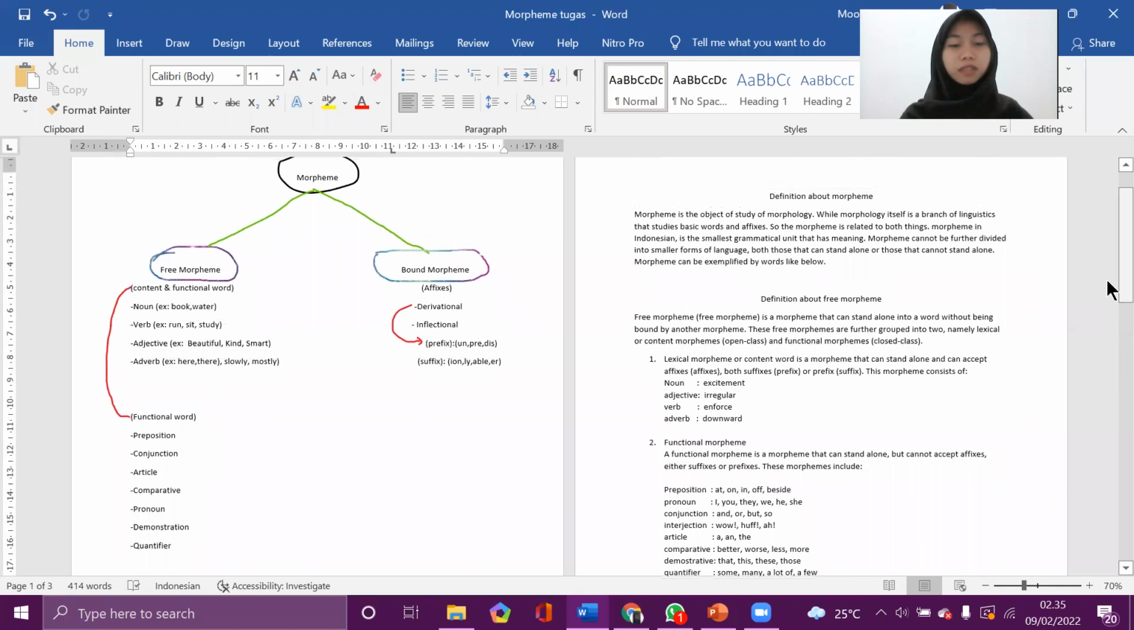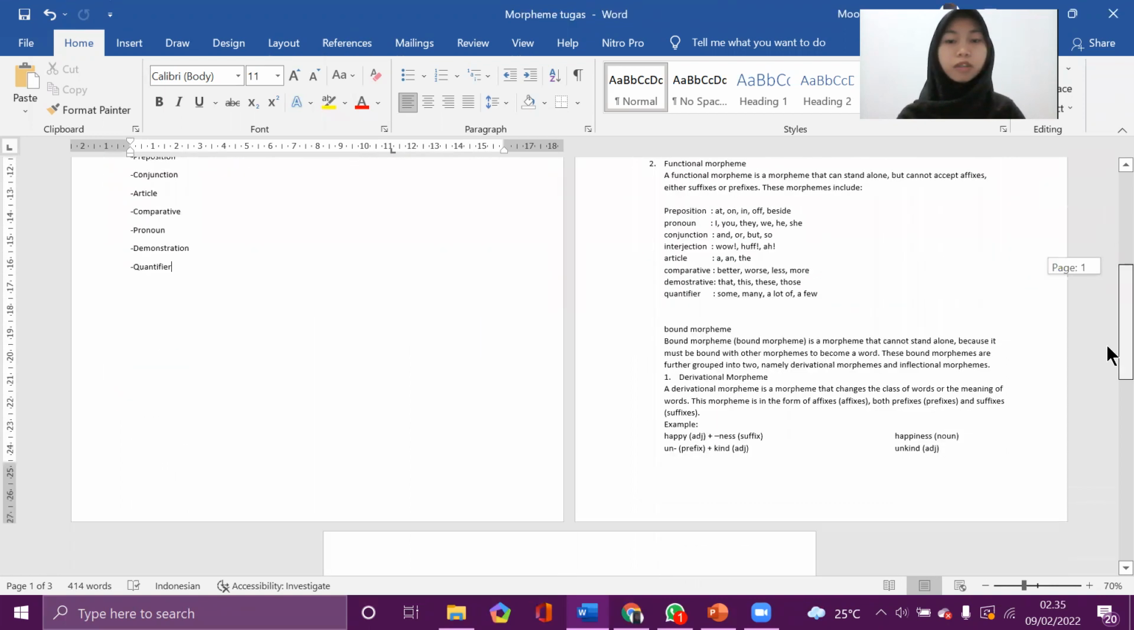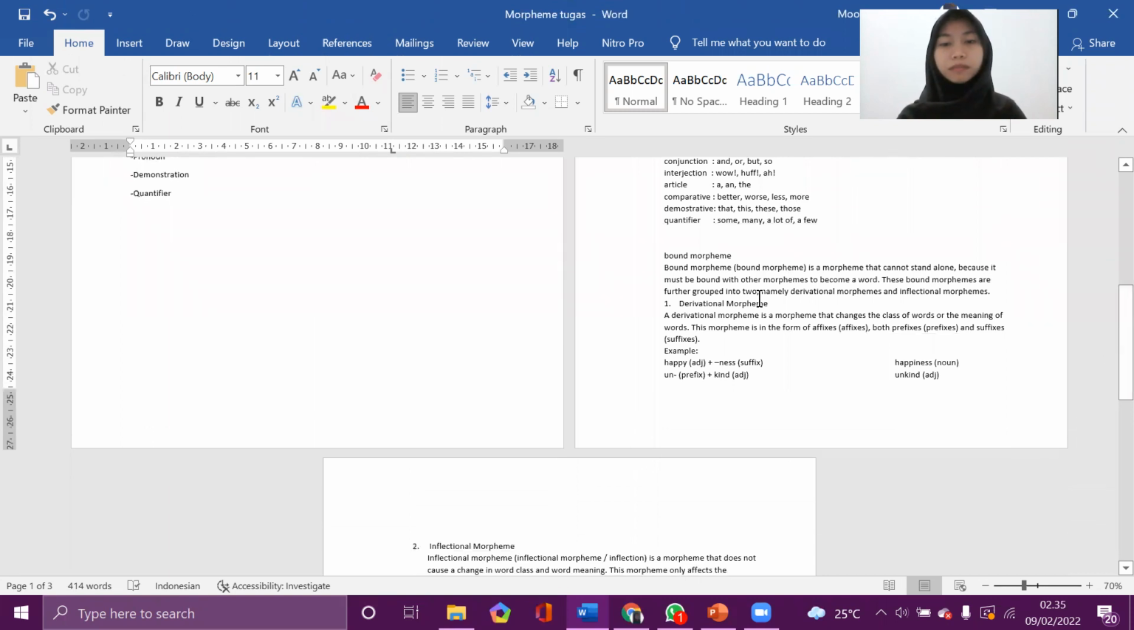And the second type of morpheme is bound morpheme. So what is bound morpheme? Bound morpheme is a morpheme that cannot stand alone because it must be bound with other morphemes to become a word. These bound morphemes are further grouped into two, namely derivational morpheme and inflectional morpheme.